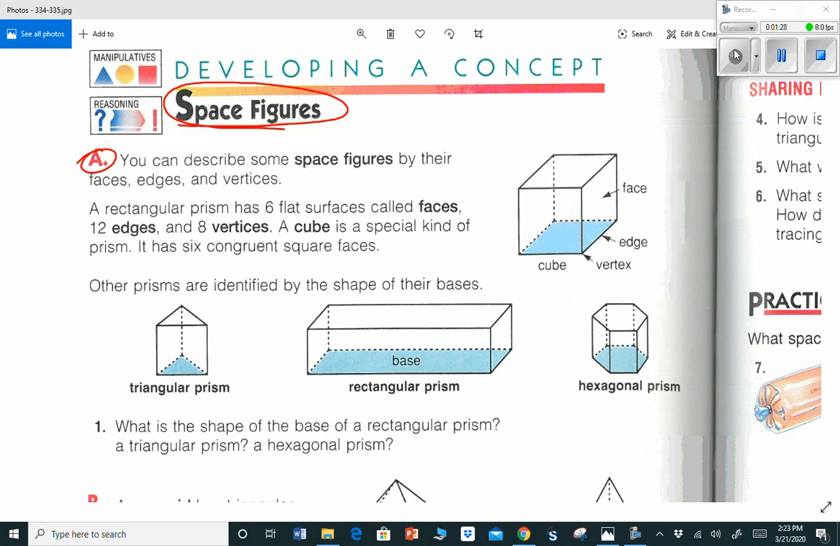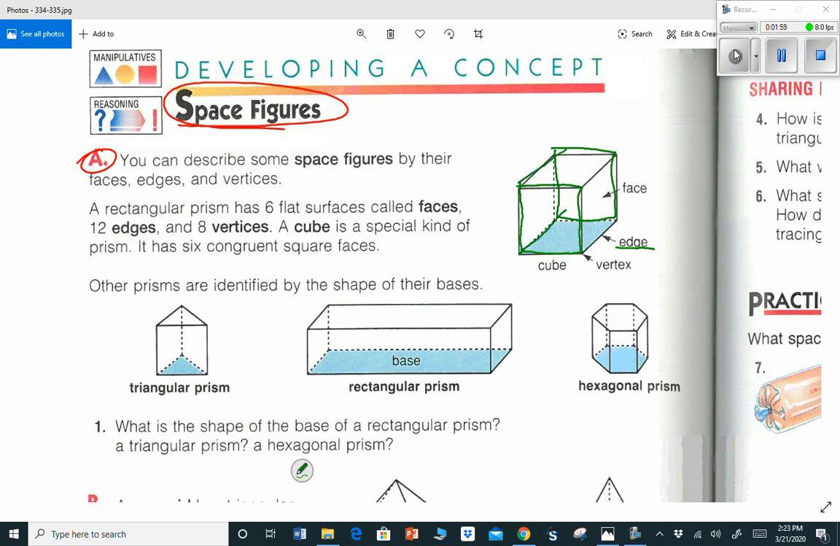And then the next term you need to know is edges. An edge is where 2 faces come together. And when you're trying to count them, it's good to do it in an orderly fashion. So I'm going to get the 4 on the front here. There's 1, 2, 3, 4. And then I got 4 on the back. 1, 2, 3, 4. And then I've got 4 more connecting the front to the back.